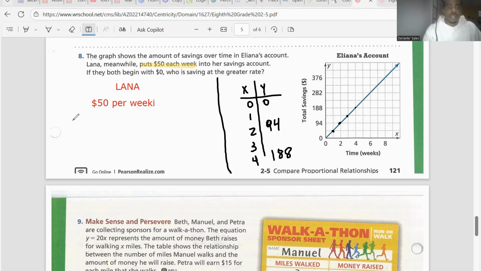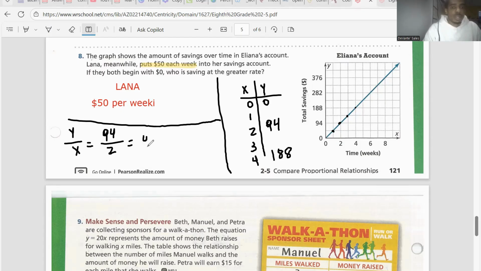Remember, y divided by x is going to give us our unit rate. I was kind of running out of space, so I had to do it here. So if I did 94 divided by 2, what would that give me? Good. So Eliana's is actually $47 per week. The question asks us who is saving at a greater rate? Lena.